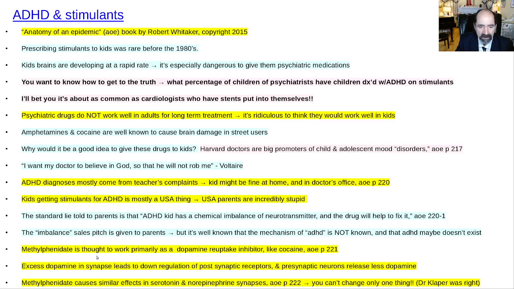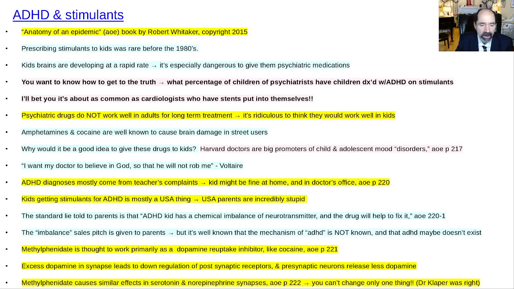Methylphenidate is thought to work primarily as a dopamine reuptake inhibitor. So sort of like what an antidepressant is, a reuptake inhibitor for serotonin, for example, or the SNRIs also for norepinephrine. That's what the stimulants are for dopamine. And that's what cocaine is. Excessive dopamine in the synapse, like we said, causes compensatory adaptations like downregulation of the postsynaptic receptors, etc. It changes the brain. There was no neurotransmitter imbalance initially, but the drug causes it. That's kind of the big joke, that the drug causes the problem that it claims to treat. The treatment is worse than the disease.